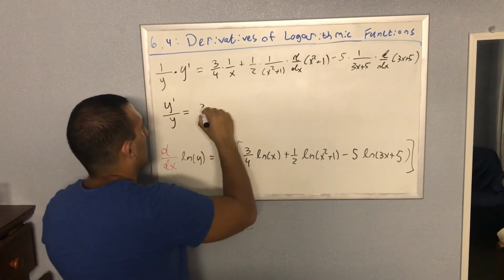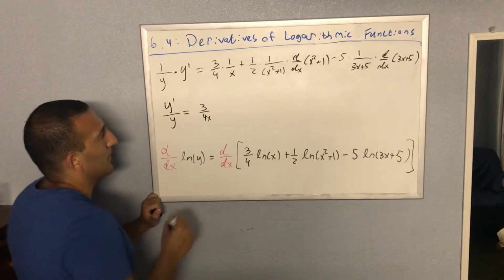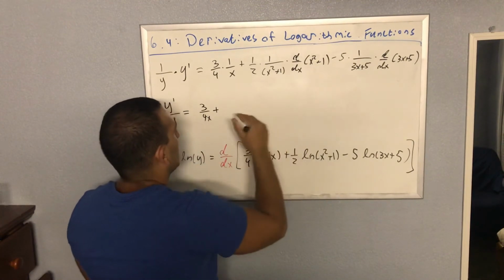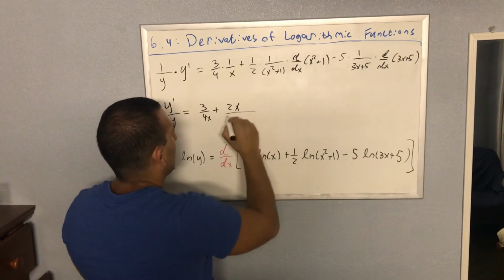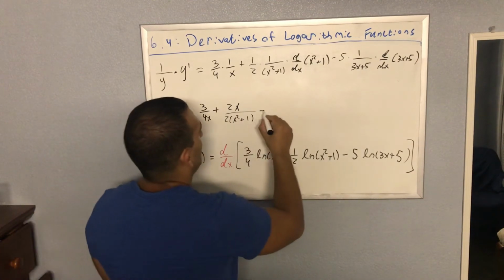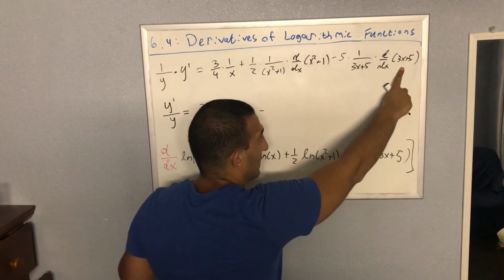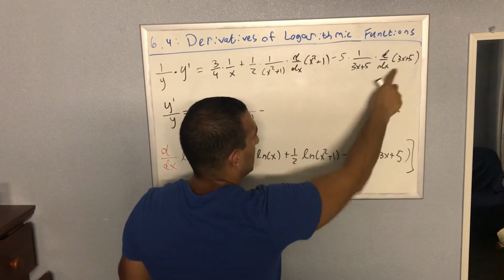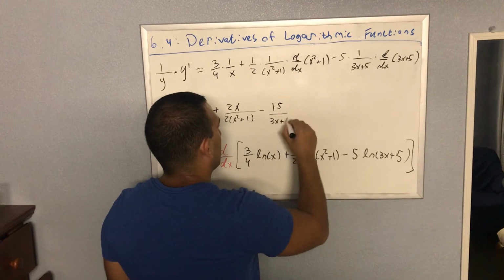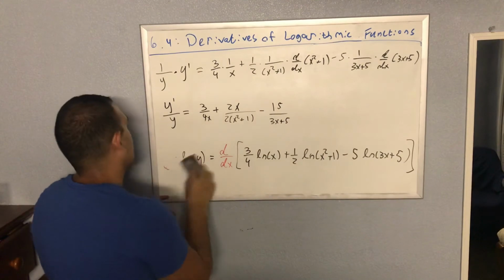And now this is 3 over 4x if you'd like. That's one way to do it. Plus, this derivative is 2x, right? So you'll get 2x in the numerator and then 2 times x squared plus 1 downstairs. And then minus, and then this derivative here is just 3. So you get the 5 times 3, so that's 15 up top, and then 3x plus 5 down here. Okay, and this looks pretty crazy.